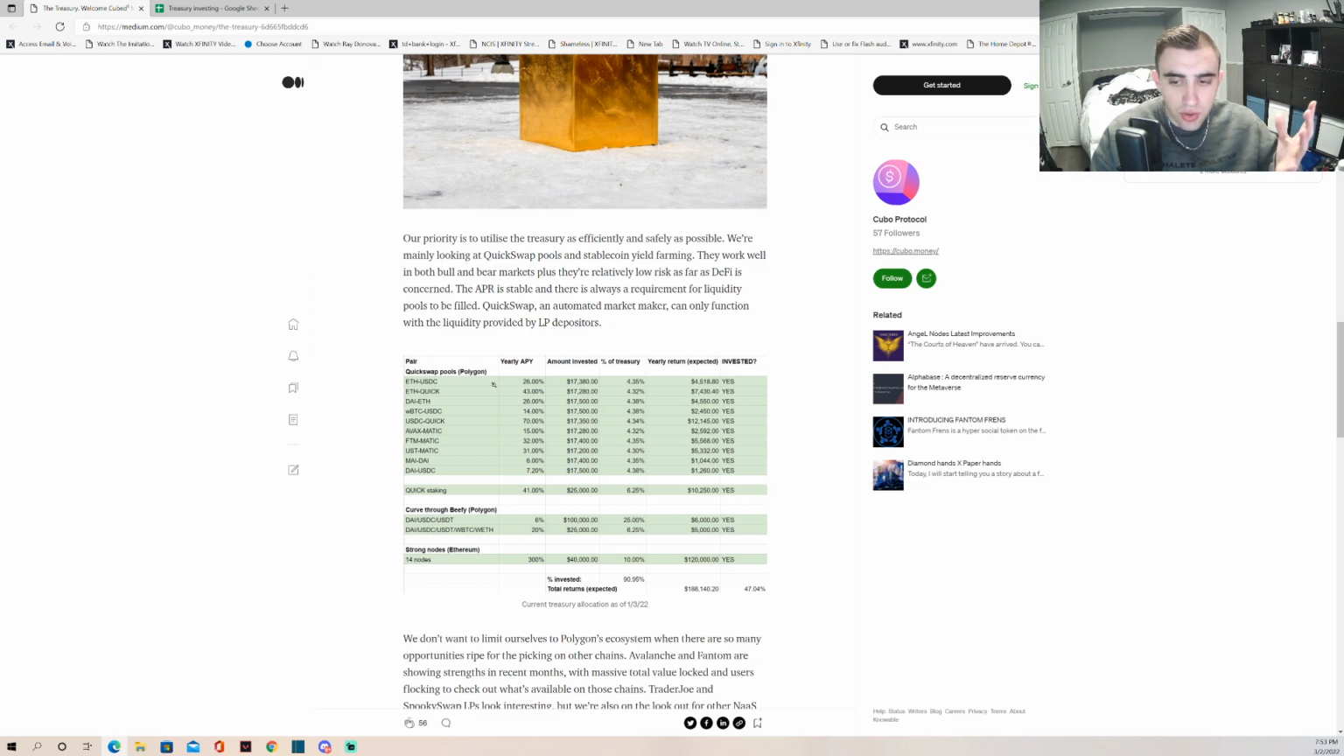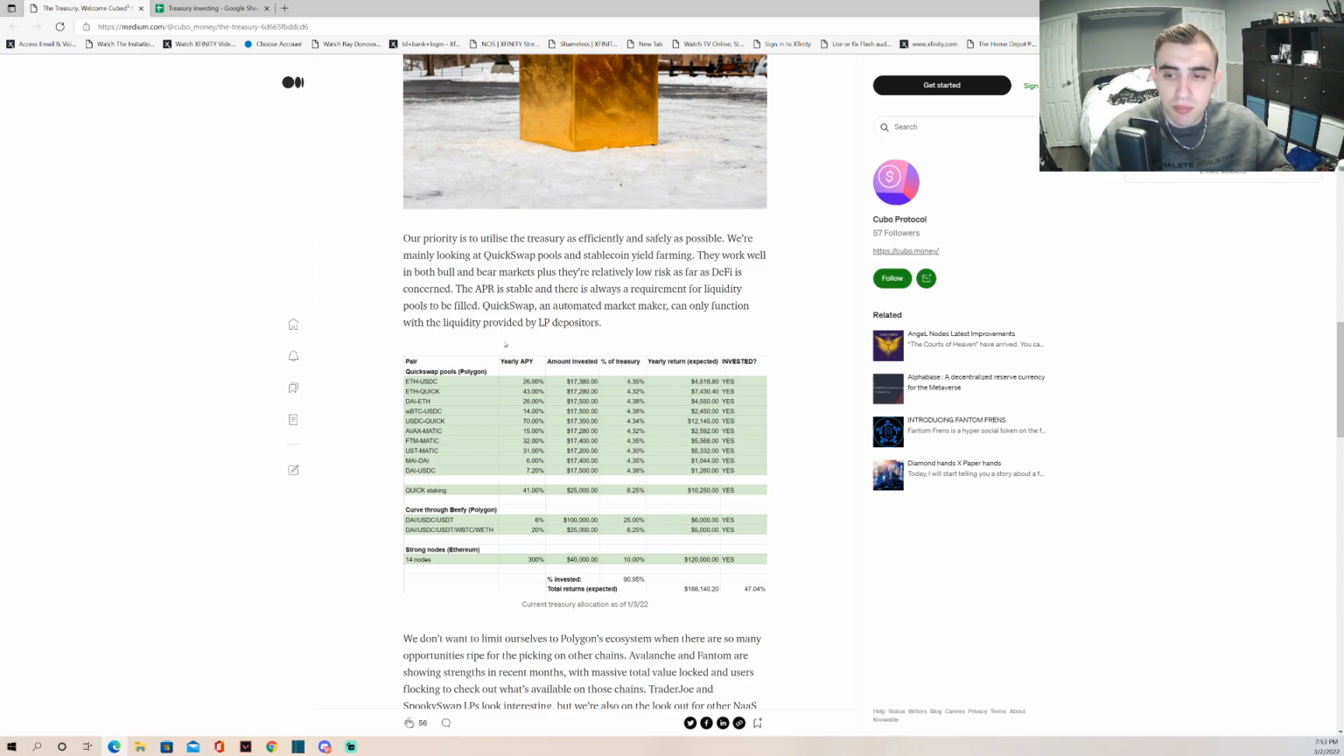The USDC to Quick, that's the highest one. It's probably the most unstable. But pretty much they're going for safety first, right? We're mainly looking at QuickSwap pools and stablecoin yield farming. They work well in both bull and bear markets. Plus, they're relatively low risk as far as DeFi is concerned, right? For DeFi, the APR is stable, and there is always a requirement for liquidity pools to be filled.